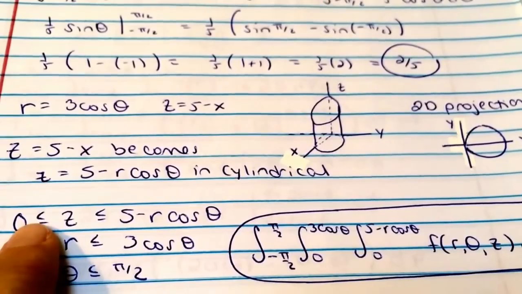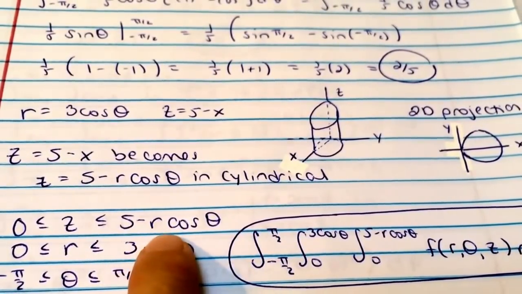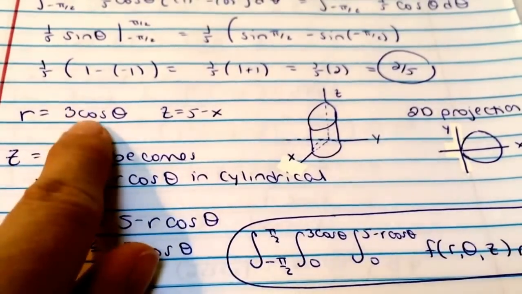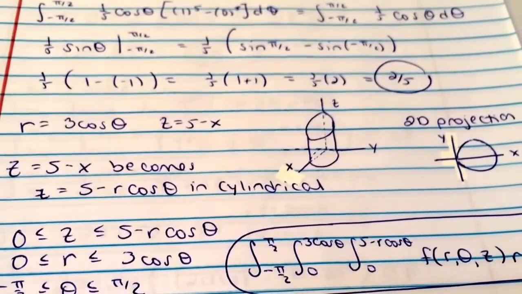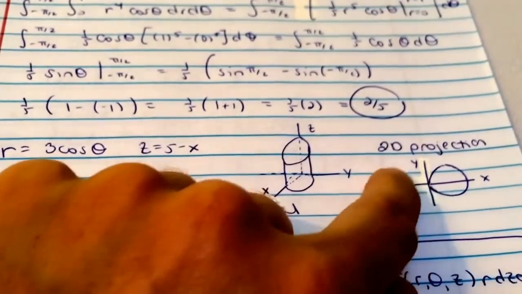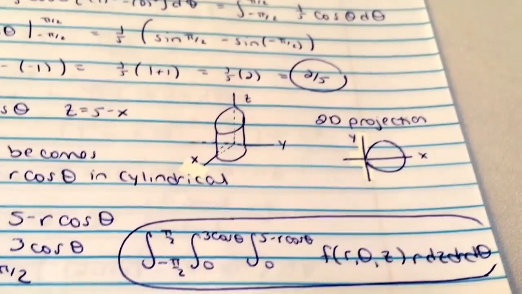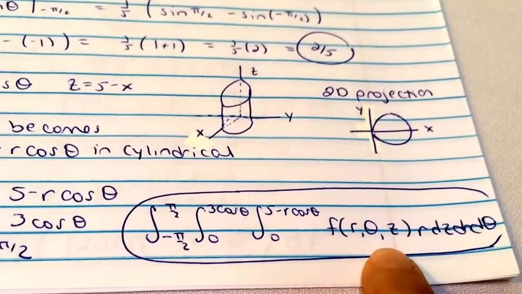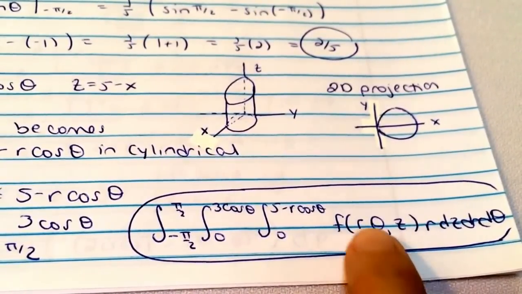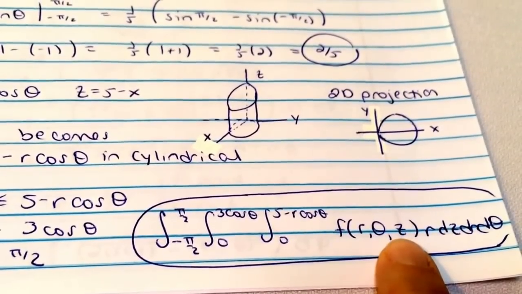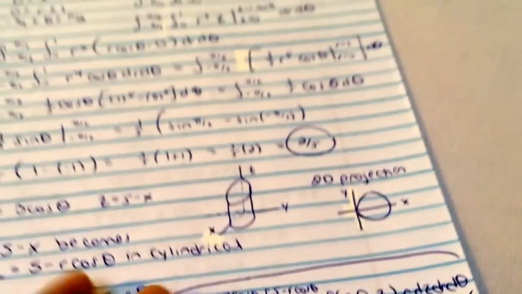Okay, so your z stays between 0, which would be the xy plane, and the 5 minus x, which we changed to cylindrical. The r, it told me up here what that was, so that's where I got that from. And then looking at my picture, I have negative pi over 2 around to pi over 2 for my theta. So here they didn't give me my function, my f, so I can't actually integrate this. So I'm just setting it up. But what you want to do is on your f, make sure to use r, theta, and z. Do not use x, y, and z because that would be rectangular. And then don't forget about your r, dz, dr, d theta.